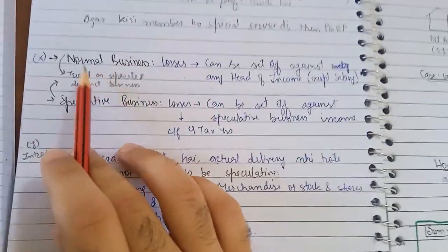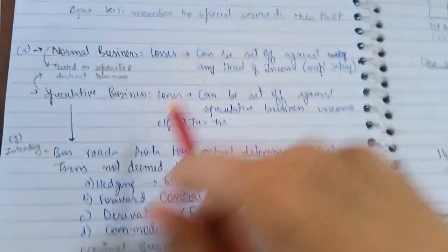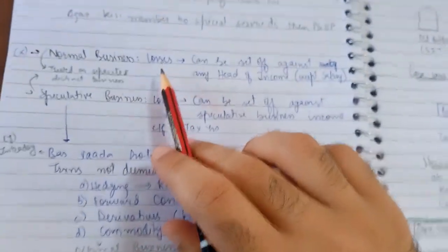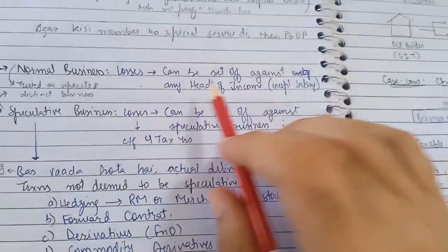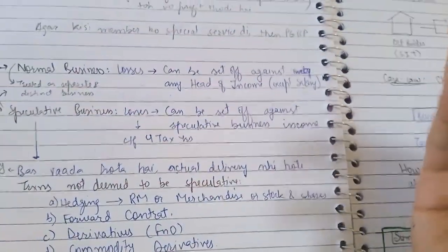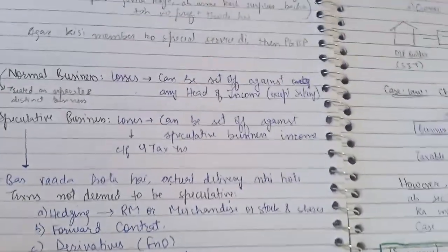After that, we have normal and speculative businesses. We treat normal and speculative business as separate and distinct businesses. Why? Because the losses arising from normal businesses can be set off against any head of income except salary. So we can set it off against house property, other sources, or other heads of income.